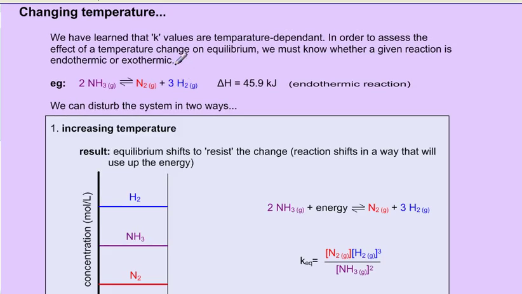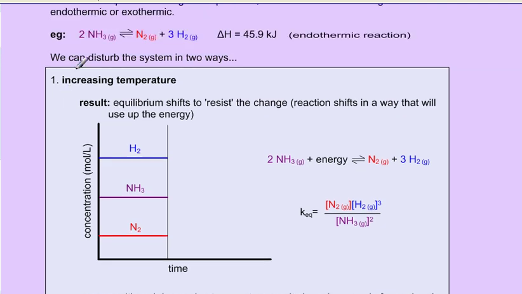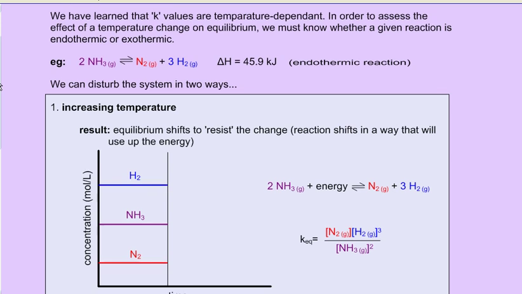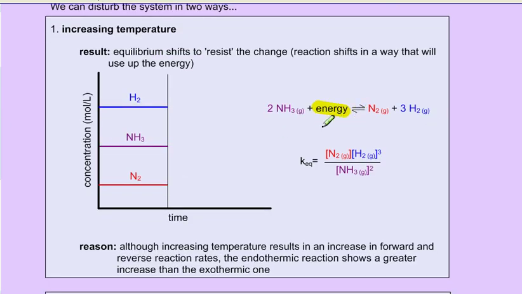If we do something different, if we change the temperature, when we first talked about the equilibrium constant, I told you that it is dependent on temperature. So if we change the temperature of a system, we actually change the K value. In order to know what's going to happen in a system at equilibrium with a temperature change, we need to know whether we have an endothermic or an exothermic reaction. So it turns out our sample reaction here is an endothermic reaction, so we've got energy on the reactant side in this thermochemical equation here, I guess we could call it. So that means the forward reaction requires some energy input in order to occur.